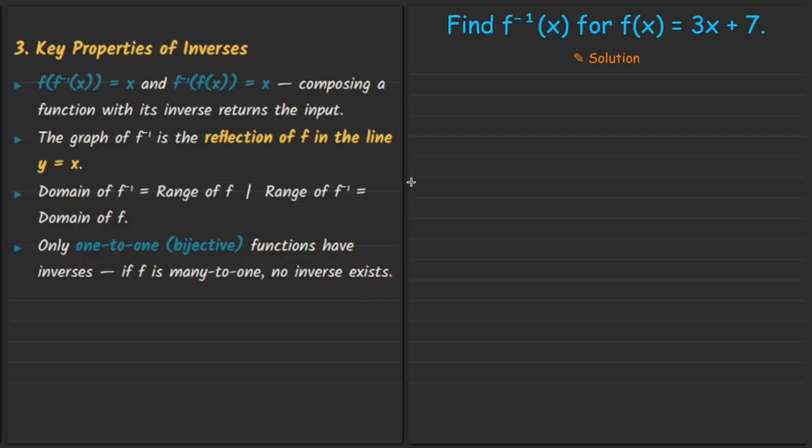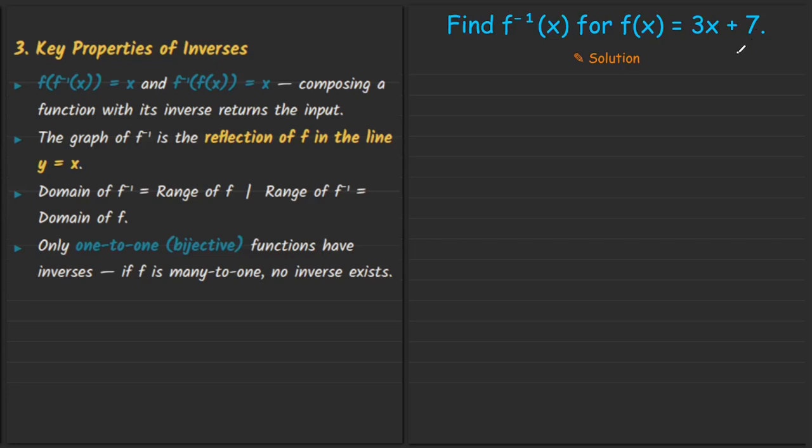Now, as we always do, we'll be solving 5 questions in increasing difficulty. And I'll advise that for each and every question, pause, solve it yourself before you come back and look at my suggested solution. So for this first question, we are being asked to find the inverse of our function f of x equals 3x plus 7.